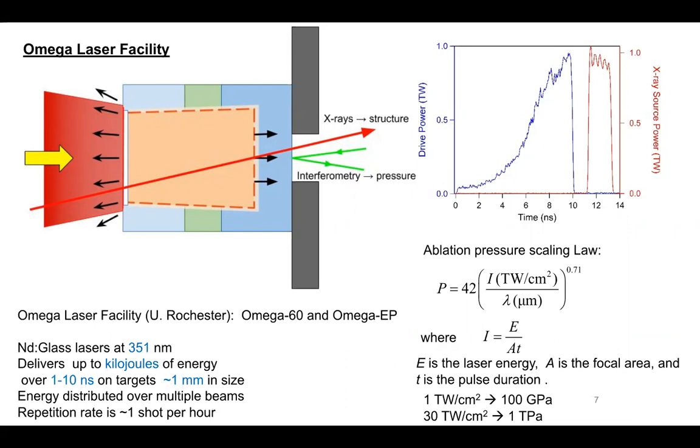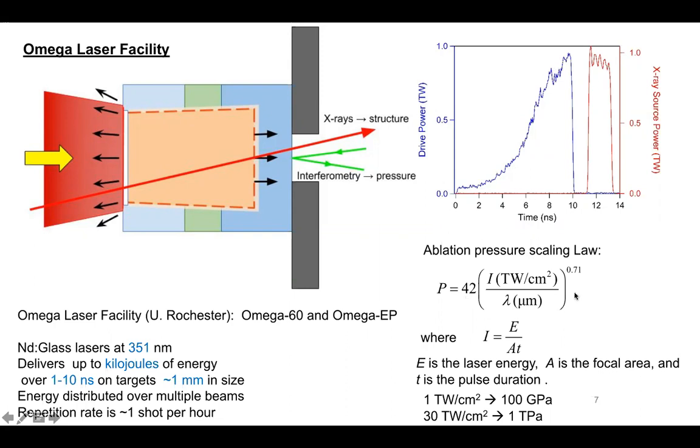On the right at the top is a figure showing a laser drive from Omega. This is the power in terawatts as a function of time for a 10 nanosecond pulse, showing a ramp-shaped pulse. So you can design the pulse or use one of the available pulses to control the type of loading that you're going to apply to the sample. This is an example of a ramp load that we would apply.